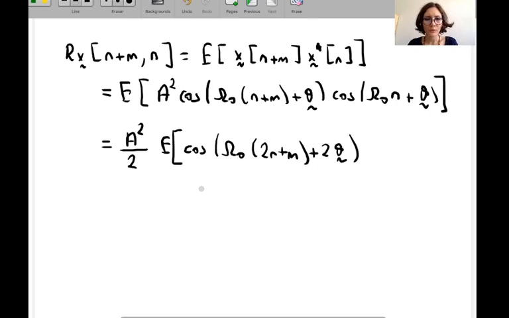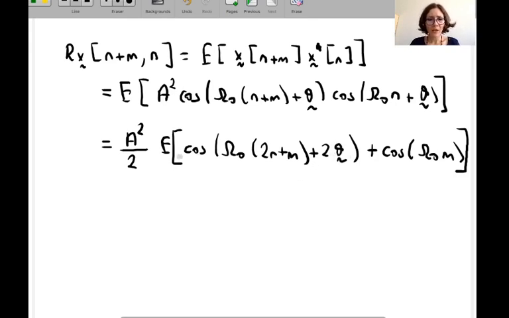And then you will have A minus B. So if you look here, this omega 0 n will cancel with that one. Theta will cancel with that one. So you will have cosine omega 0 n. Now we're looking at this expectation. Again, the randomness comes from theta.